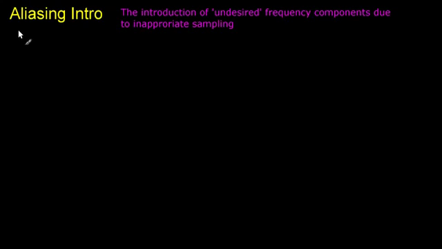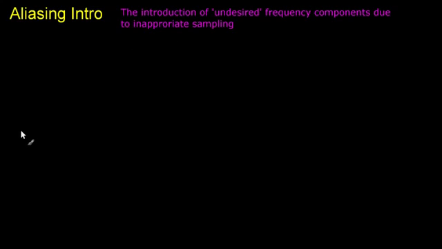When you capture a discrete signal, you need to make sure you use an appropriate sampling rate, otherwise a phenomenon known as aliasing is introduced. Now, aliasing basically manifests itself as introducing what I would describe as undesired or unwanted frequency components. So the aim of this video is for you to understand this statement.